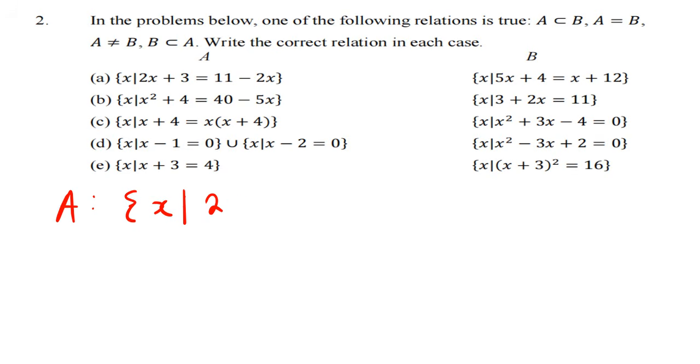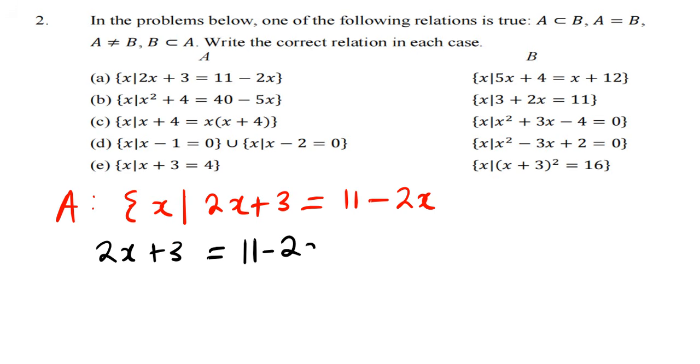Okay, we've got 2x plus 3 is equal to 11 minus 2x. So I'm going to first solve the equation. 2x plus 3 is equal to 11 minus 2x. Now if I put the like terms together, I'm going to have 2x. When the negative 2x comes to the other side, it becomes a positive 2x, equals 11. When the 3 goes to the other side, it becomes negative 3.